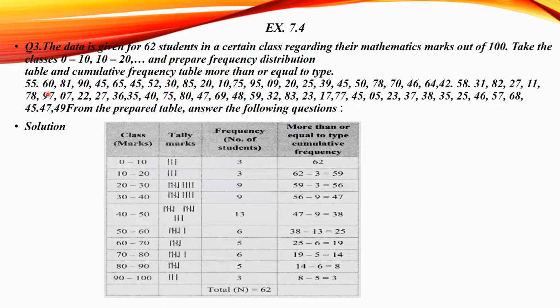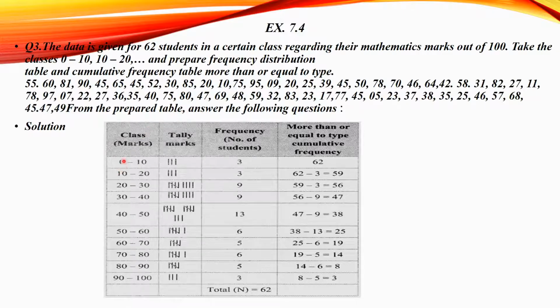The data are 55, 60, 81, 90, 45, 65, 45, 52, 30, 85, 20, 10, 75, 95, 09, 20, 25, 39, 48 and so on, of 62 students it is given. Let us prepare the table as given in the question.